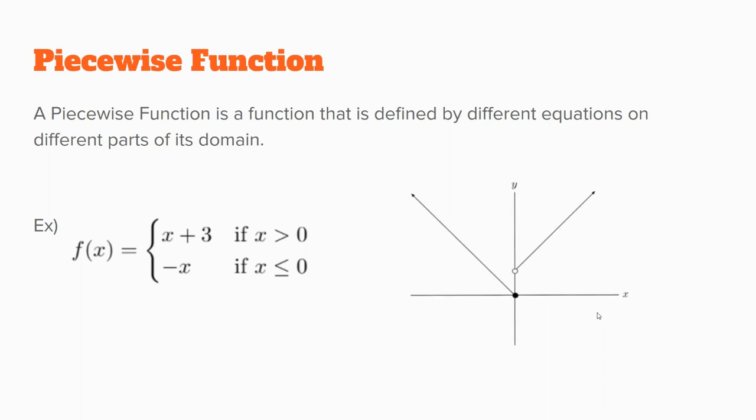So this is a function. If x is greater than 0, it follows x plus 3. If x is smaller than or equal to 0, it is negative x.